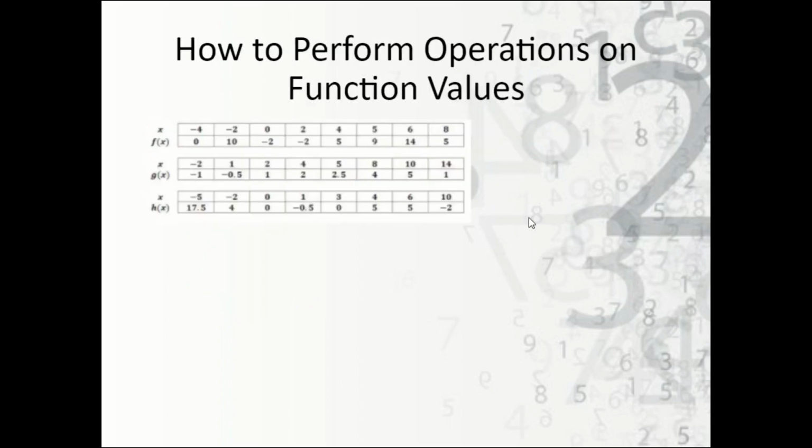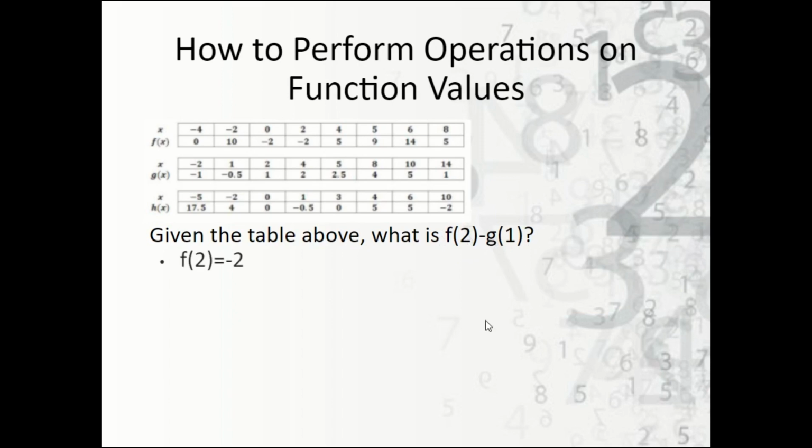Now, how do we perform operations on function values? So let's say, given the table above, what is f of 2 minus g of 1? What that means is we're going to find what f of 2 is and then subtract g of 1 from it. So if we look at f of 2, we can see that the value here is negative 2. So when x is 2, y is negative 2. So we keep that there.